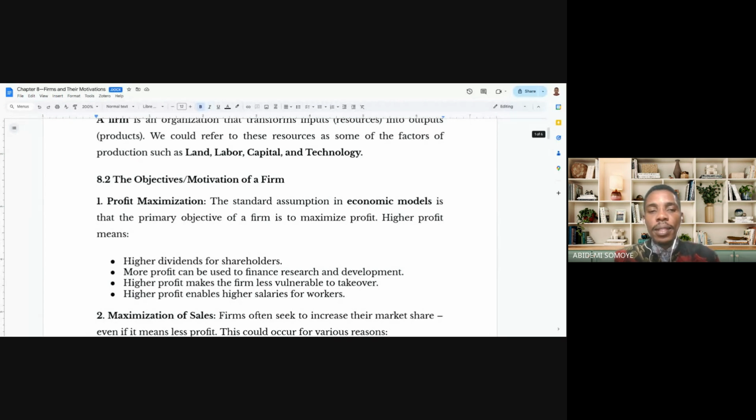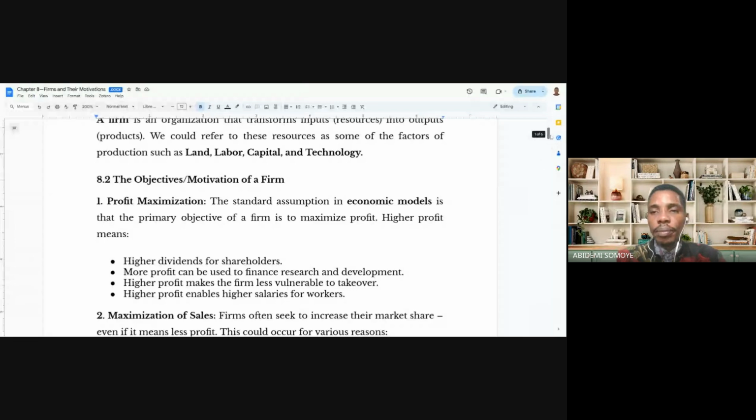Higher profit means higher dividends for shareholders. More profit can be used to finance research and development. Higher profit makes the firm less vulnerable to takeover. Then higher profit enables higher salaries for workers. So these are some of the things higher profit translates to: higher dividends to shareholders, financing research and development, making the company less vulnerable to takeover, and higher salaries for workers.